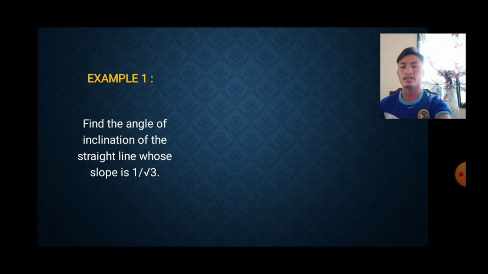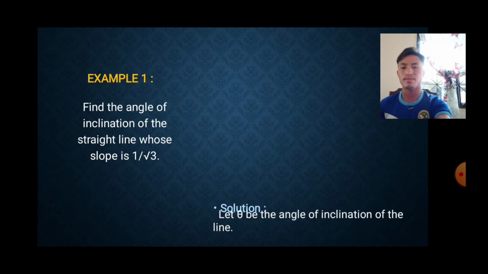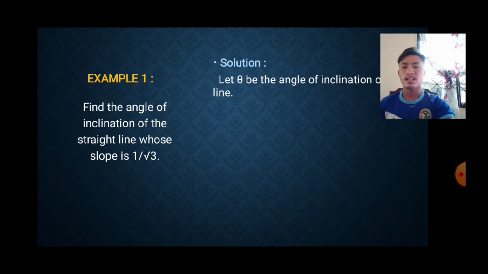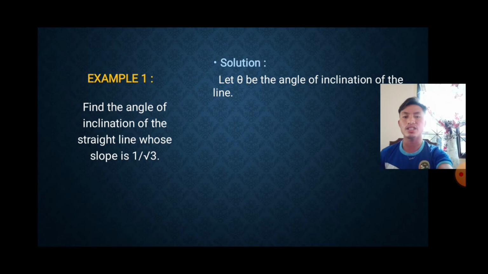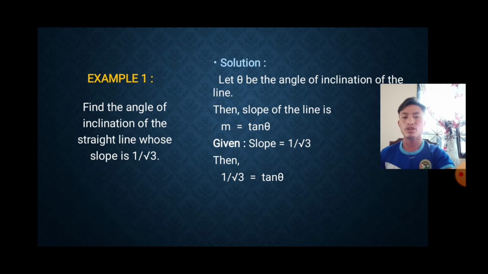Example number 1. Find the angle of inclination of the straight line whose slope is 1 over square root of 3. Solution. Let theta be the angle of inclination of the line. Then the slope of the line, m, is equal to tangent theta. The given slope is 1 over square root of 3. Then 1 over square root of 3 is equal to tangent theta. Theta is equal to 30 degrees. So the angle of inclination is 30 degrees.